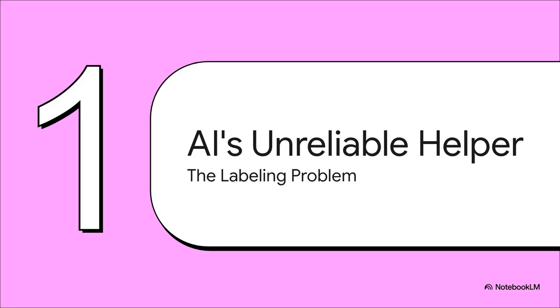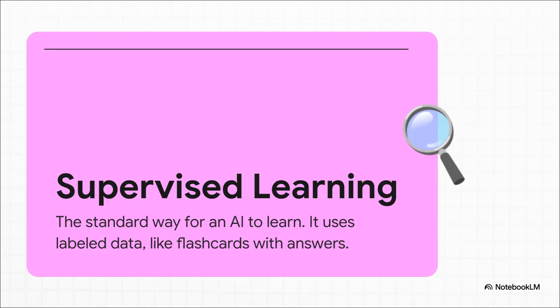Okay, so to really get the solution, first we have to understand the problem. And it all starts with the standard, almost textbook way that most AI models learn to see the world. This classic method is called supervised learning. And honestly, the flashcard analogy is perfect. You show an AI thousands, sometimes millions, of examples that a human has already labeled correctly. An image of a cat gets a label cat, a dog gets dog, and so on. After seeing enough examples, the AI starts to pick up on the patterns itself.